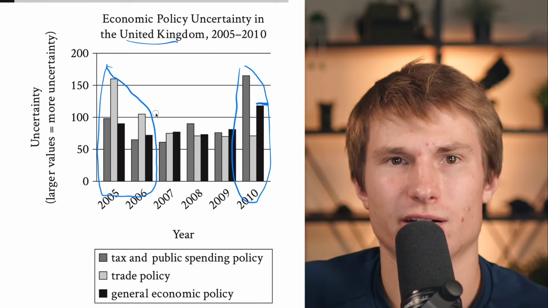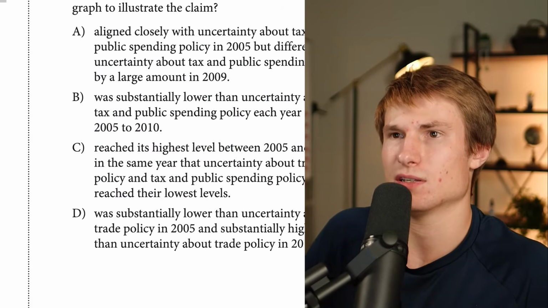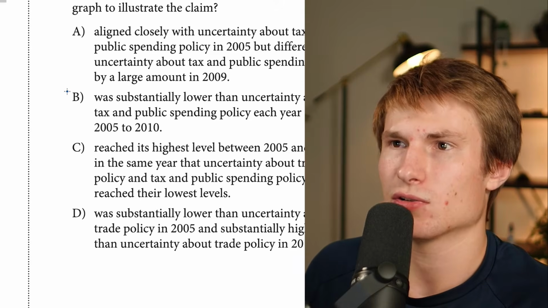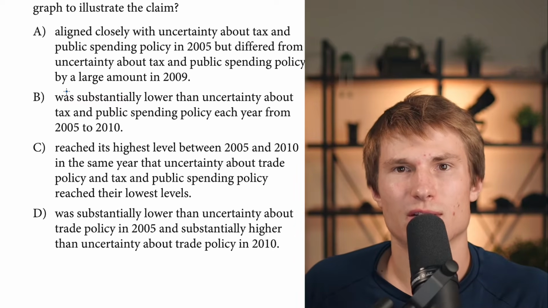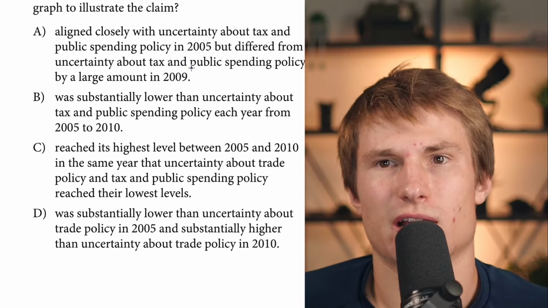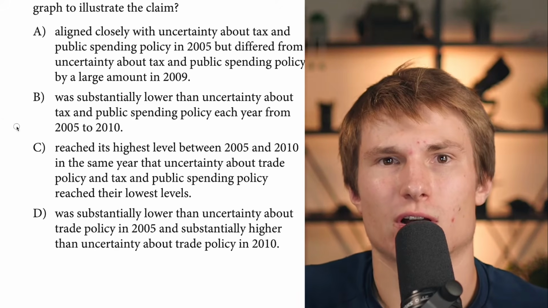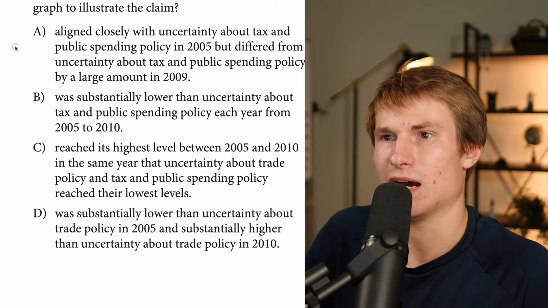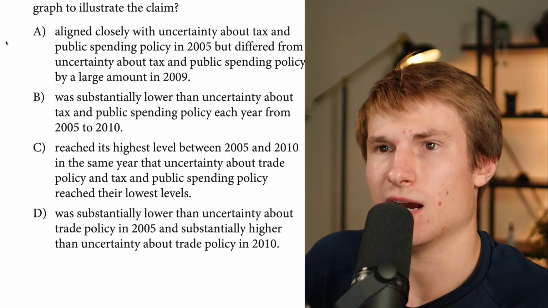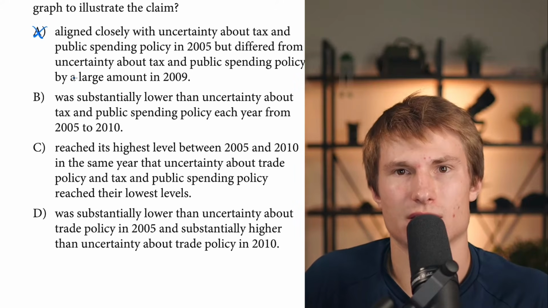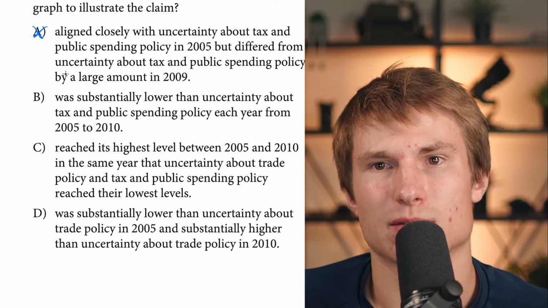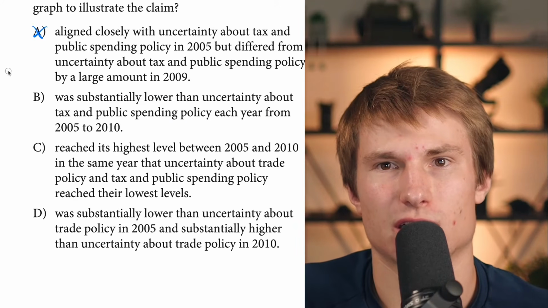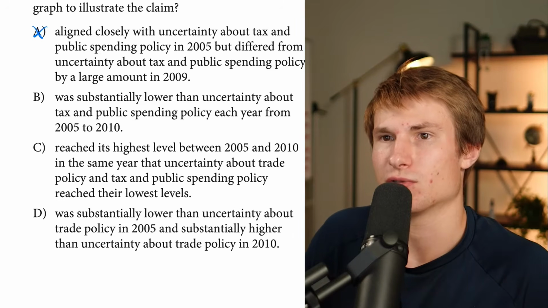So let's go ahead and take a look at our answer choices. We've got options A, B, C, and D. A states: aligned closely with uncertainty about tax and public spending policy in 2005, but differed from uncertainty about tax and public spending policy by a large amount in 2009. What we actually see is that in 2009 they are close together, so we can get rid of A. Let's take a look at B: was substantially lower than uncertainty about tax and public spending policy each year from 2005 to 2010. We see that that is not true according to the graph either.